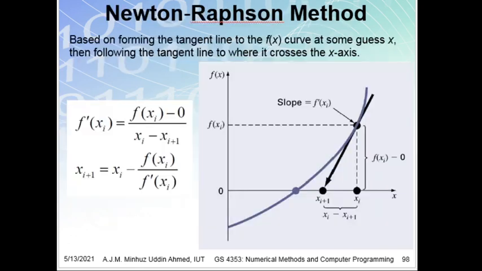So let's talk about the Newton-Raphson method. The philosophical background is shown here. It is based on forming the tangent line to the f(x) curve at some guess x, then following the tangent line to where it crosses the x-axis. So for an open method, you can take any point. Assume the first point as xi. This is your initial guess, any point.